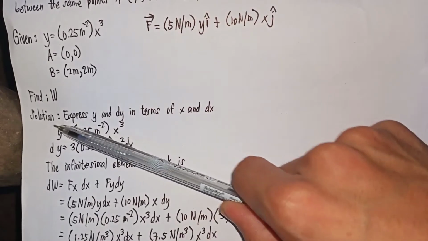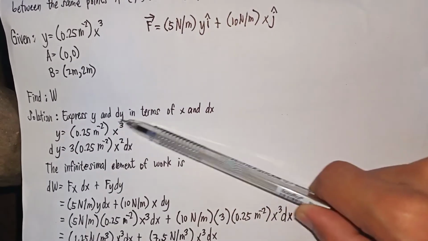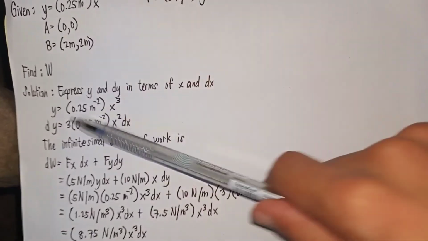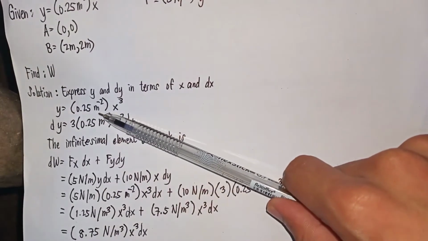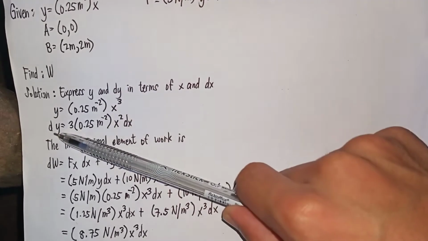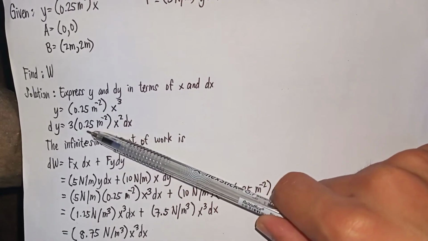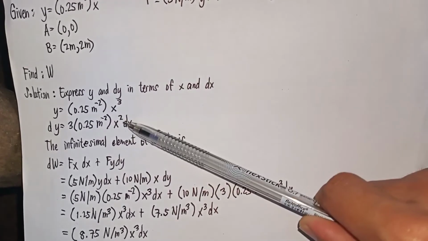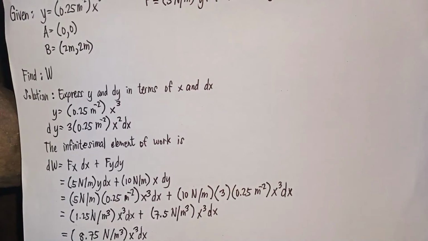So the solution: express y and dy in terms of x and dx. y equals 0.25 m^-2 x^3. dy equals 3 times 0.25 m^-2 x^2 dx.